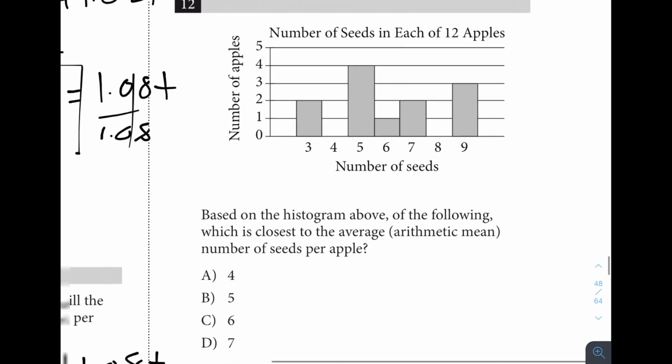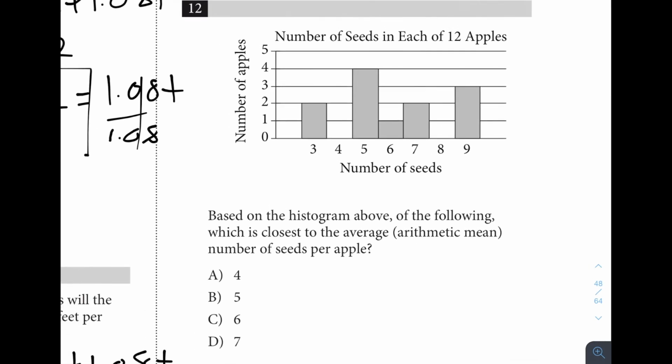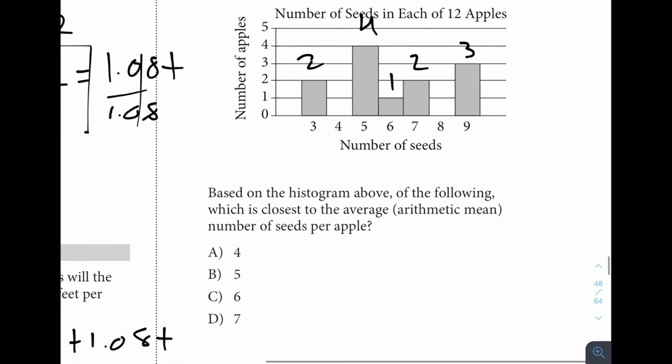Here it's asking, based on the histogram above, which of the following is close to the arithmetic mean number of seeds per apple? So first, what I like to do is label the graphs. We have 2 of these, 4 of these, 1 of these, 2 of these, and 3 of these, and then we can list it out if that makes it easier.